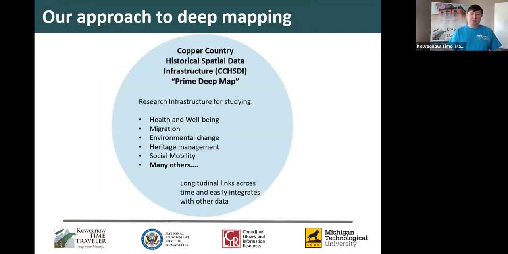So our approach to deep mapping has two components that work together. One is the Copper Country Historical Spatial Data Infrastructure. This is our prime deep map, and it is a research infrastructure for studying a whole bunch of different types of scholarly pursuits. To date, we've done things like migration, social mobility, heritage management, and environmental change.